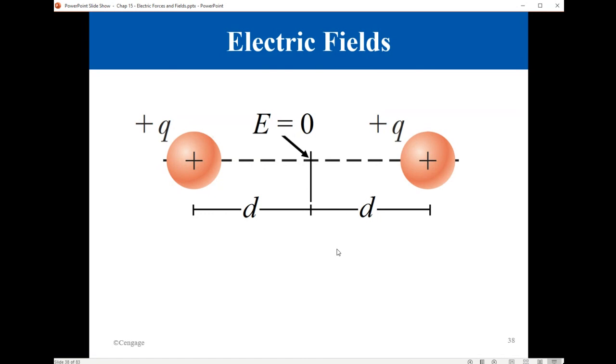The electric field is a vector quantity. Like all vector quantities, we use the superposition principle when we add or subtract vectors in order to find the resultant vector, the resultant field.